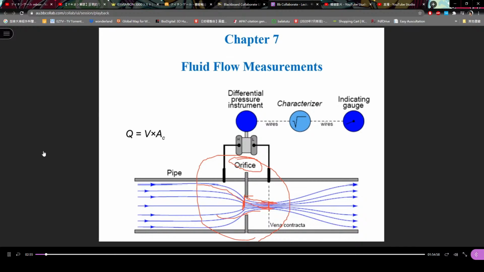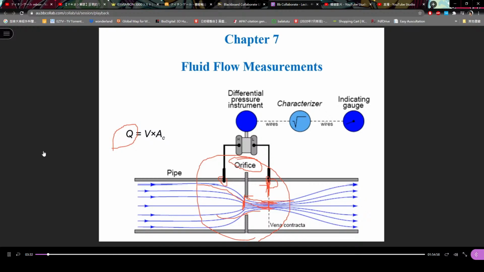Why is it, when the velocity is high, what happens to the static pressure? When the velocity is high, the static pressure is very low. And where the velocity is low, the static pressure is high. So we can measure the pressure difference between these two points, and then we can find the flow rate. For different instruments, we have different principles, and then we have different equations.